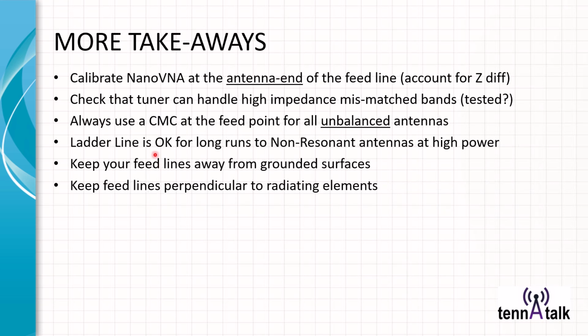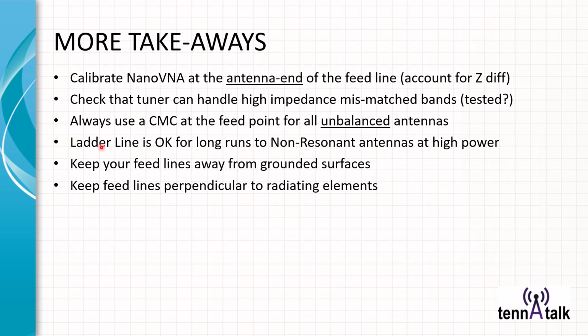A few more takeaways. Calibrate your VNA at the antenna end of your feed line, and that accounts for the impedance differences I just talked about. Check that the tuner can handle high impedance mismatch bands. Okay, what can it handle, what can't it? Use a common mode choke at the feed point for all unbalanced antennas.